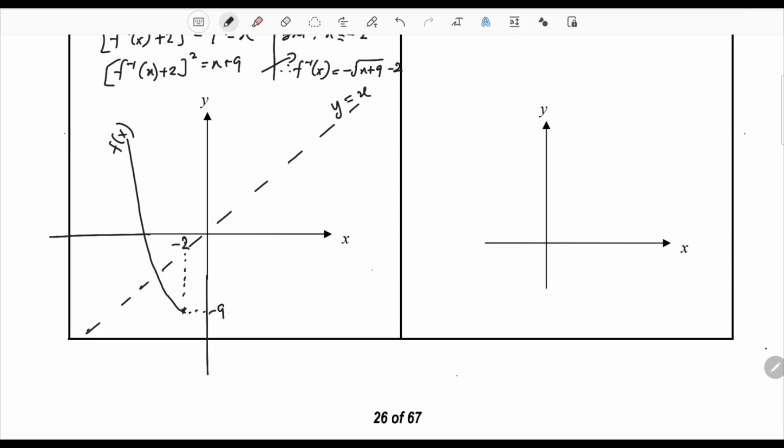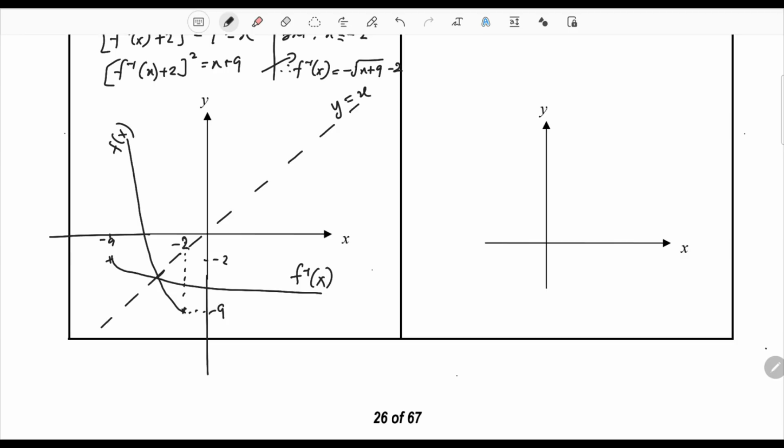Make sure you label. So then we have to reflect it on the line y equal to x. So let's say this is negative 9. Here is negative 2. Right, this is the graph of f inverse of x.